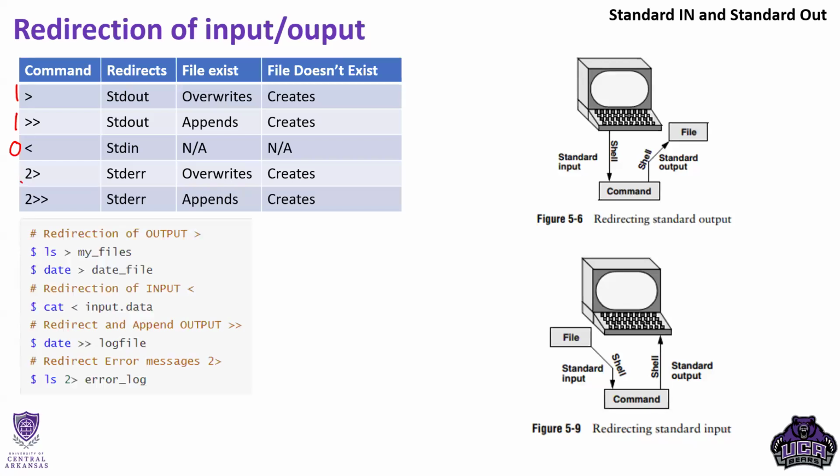So this one, since we're not wanting it to do the default of standard out, we want it to do the standard error. So we're just redirecting the error right here. And the same rules apply. Single, you overwrite. Double, it's going to append right there. So let's take a quick look at this.